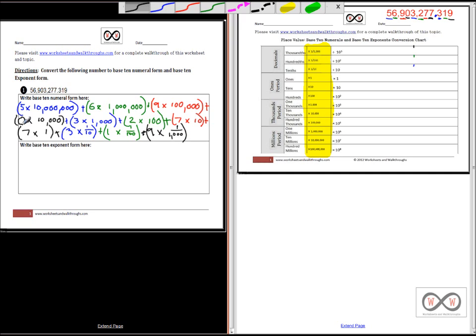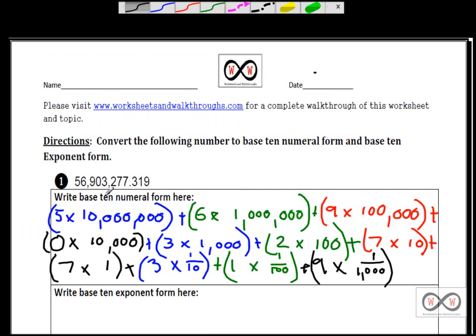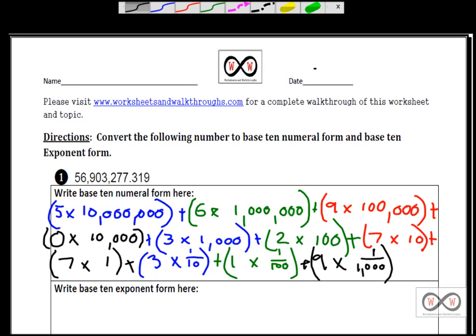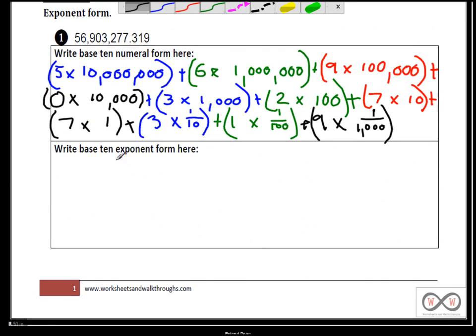We have the number 56,903,277 and 319 thousandths in base 10 expanded numeral form. There it is. And now we're going to attack the next section, and we're going to look at base 10 exponent form there. So we'll do that.